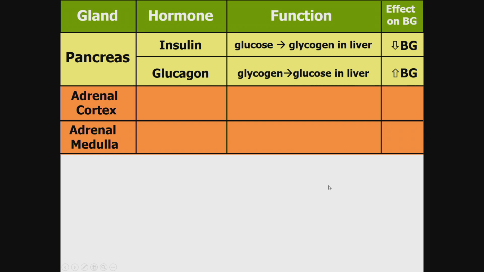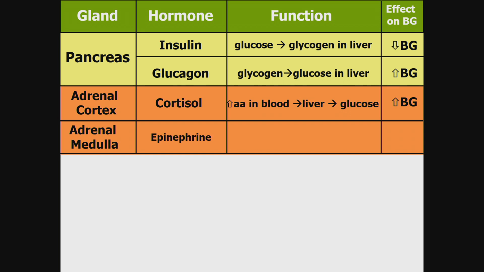The adrenal cortex releases cortisol, which increases amino acids in the blood, which go to the liver, which converts them to glucose. This increases blood glucose. The adrenal medulla releases epinephrine, which causes the conversion of glycogen to glucose in the liver, which also increases blood glucose.